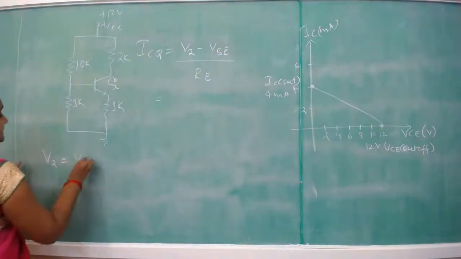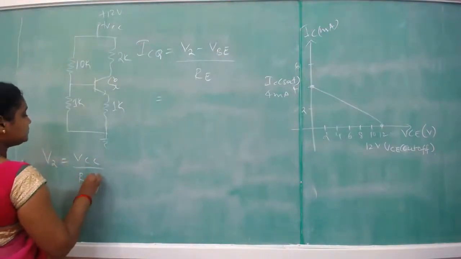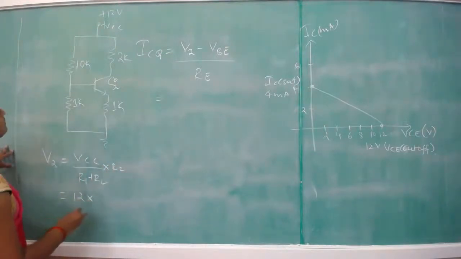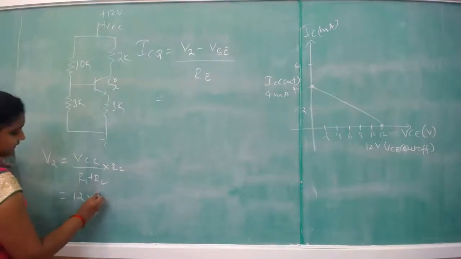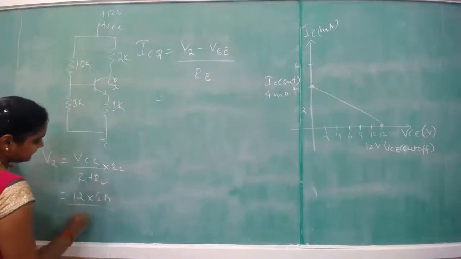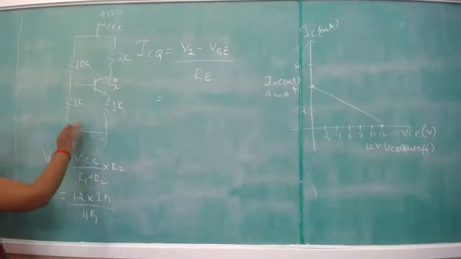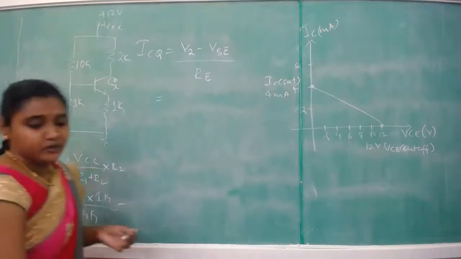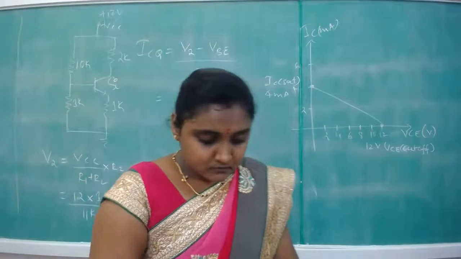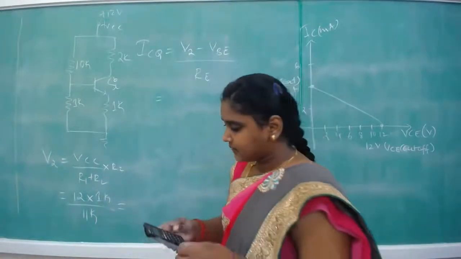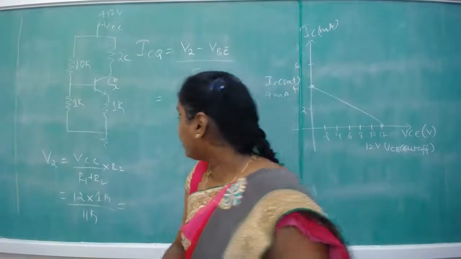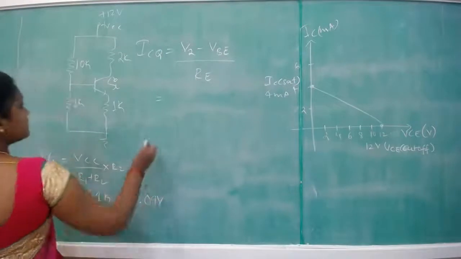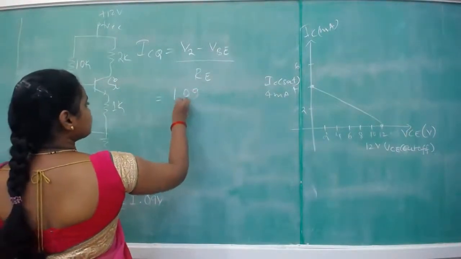V2 is equal to VCC by R1 plus R2 into R2. So 12 volts into 1K by 11K. That means 10 plus 1, 11K. So it will be 12 by 11. So what we are going to get the value as 1.09 volts. So now this 1.09 volts is substituted here.